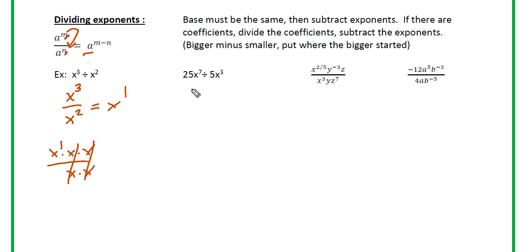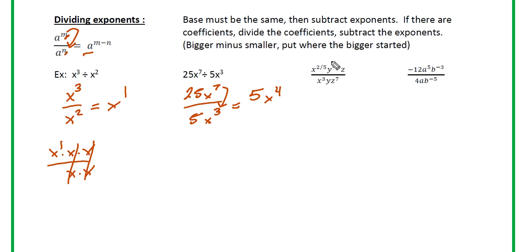I'm going to rewrite this next one as well. So 25x to the 7th divided by 5x to the 3rd. 25 divided by 5 is 5, first of all. That would be a 5 in the numerator. It's just a regular old 5. Then we have x to the 7th divided by x to the 3rd. We keep the base the same, and then we subtract those exponents. 7 minus 3 is 4.